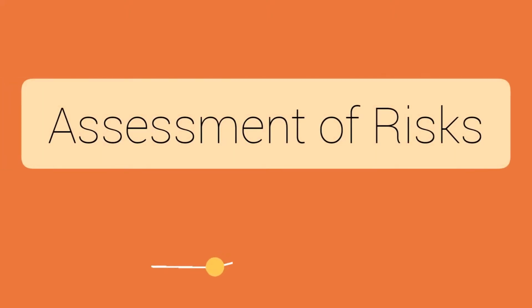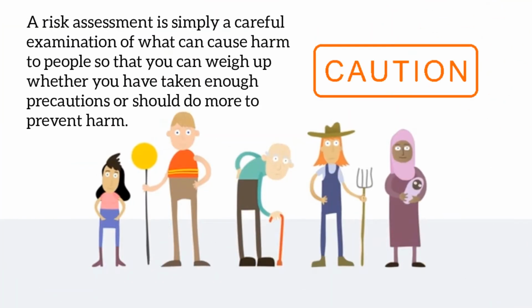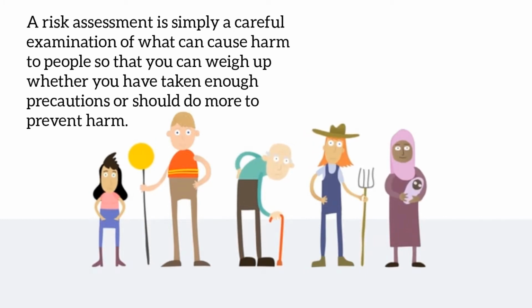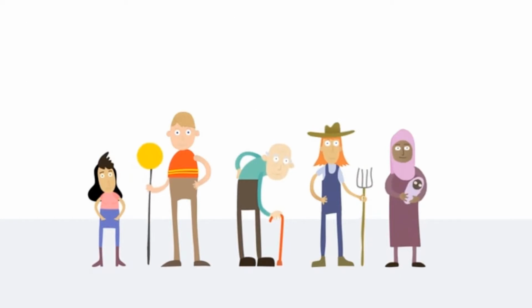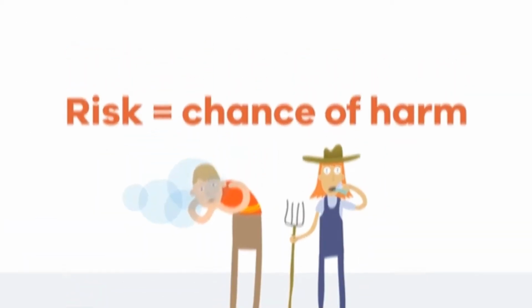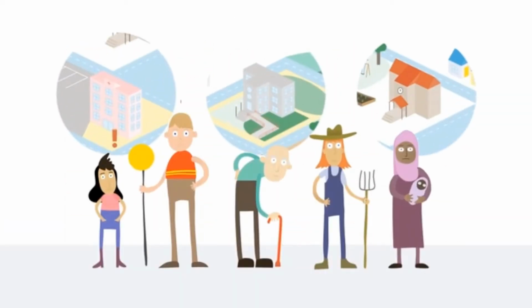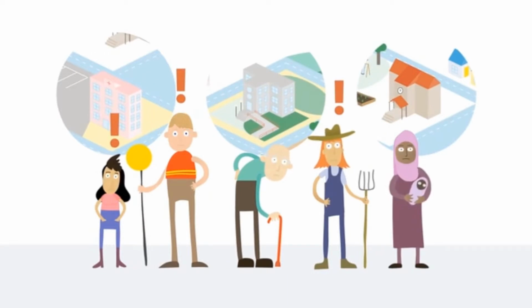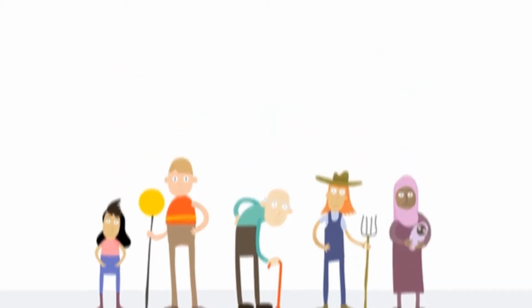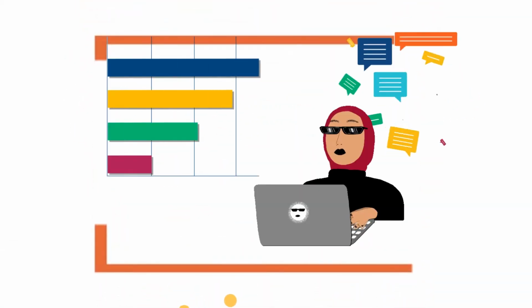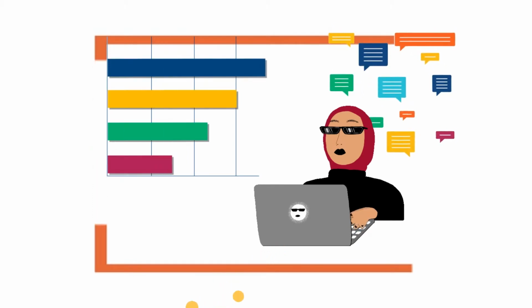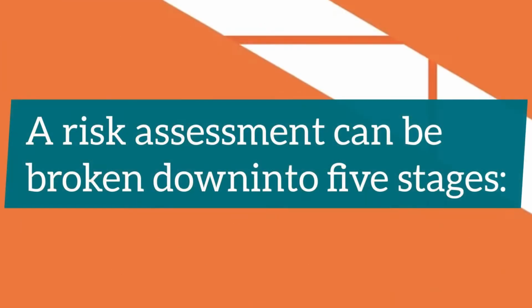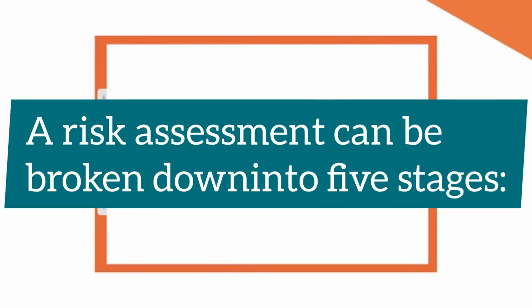Now I'll be talking about assessment of risks. A risk assessment is simply a careful examination of what can cause harm to people so that you can weigh up whether you have taken enough precautions or should do more to prevent harm. Staff and others have a right to be protected from harm caused by a failure to take reasonable control measures. You are legally required to assess the risk in your workplace, so you must put plans in place to control risks. A risk assessment can be broken down into 5 stages.